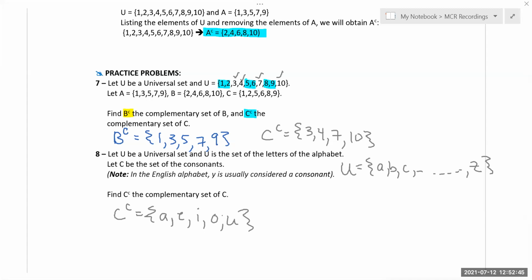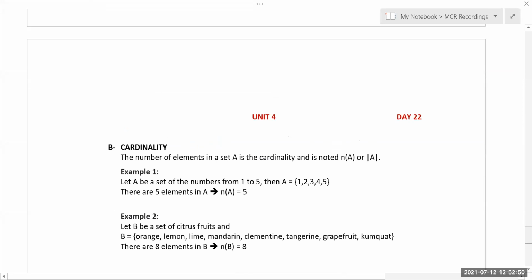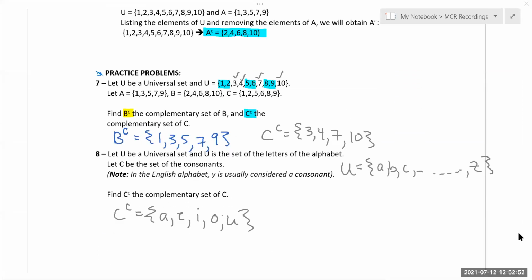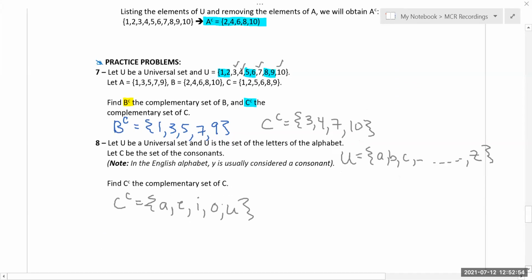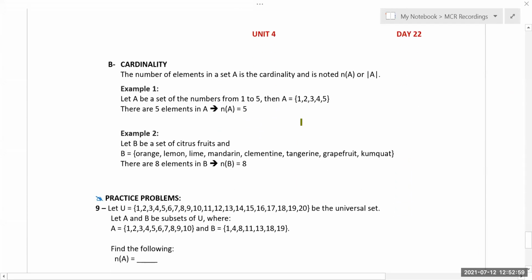Moving down. So then our final vocab word for this day is, oh, it keeps disappearing on me, doesn't it? Cardinality. So the cardinality is the number of elements in A, or whatever one it's asking you for. And it's denoted by n(A) or bar A. So if A is the numbers 1 through 5, and you're asked for n(A), it's 1, 2, 3, 4, 5. There's physically 5 elements there.